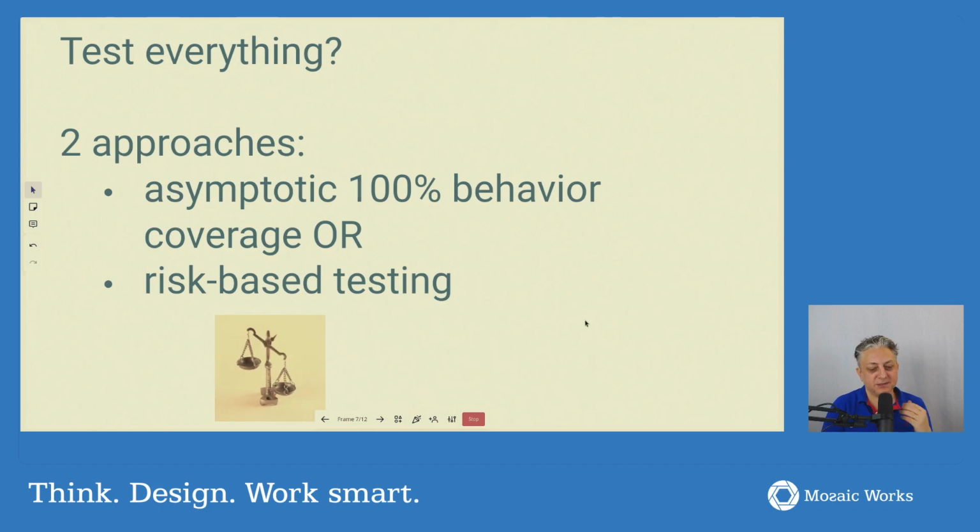So now let's move into answering the question. Because there's actually another way of doing this. There are basically two approaches. One is to go for asymptotic 100% behavior coverage. And I'm saying asymptotic because you'll never have 100%. There are things that are just too difficult to test. You will be able to test them if you spend enough time, but it's not worth it.